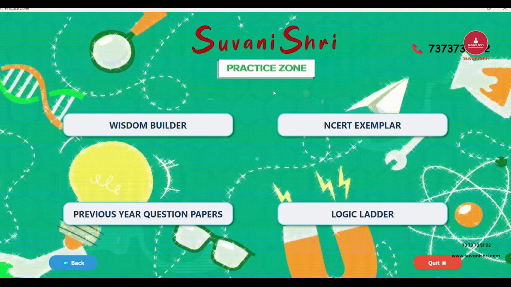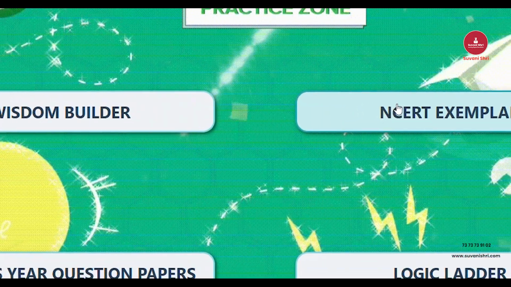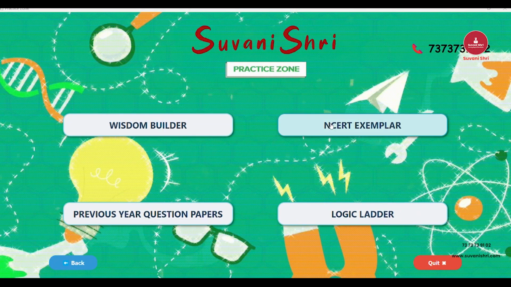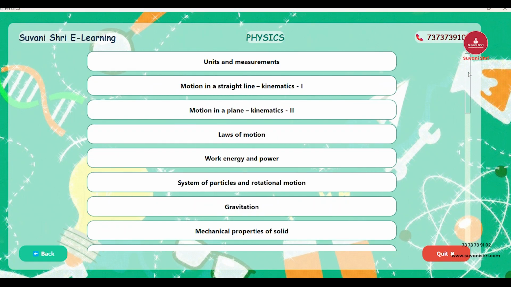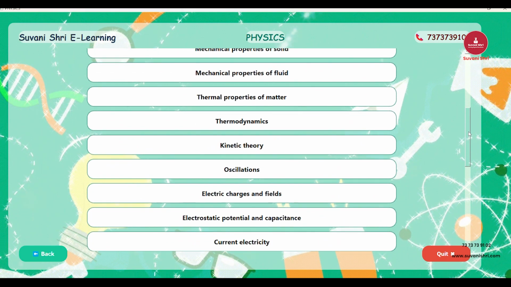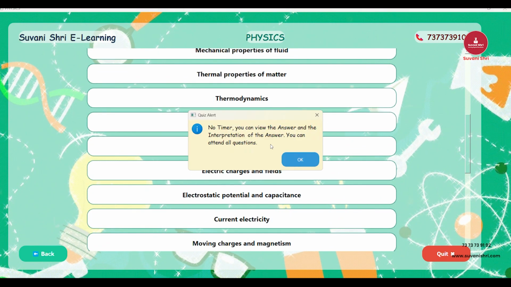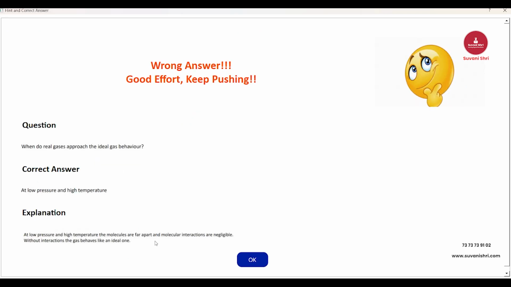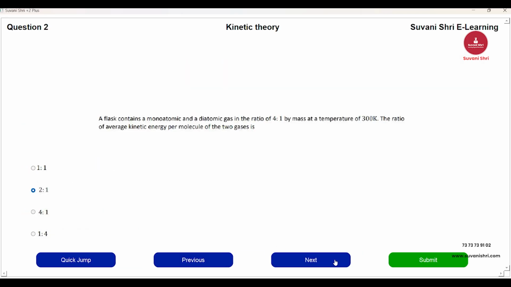In the practice zone, the next one is NCERT exemplar. NCERT exemplar covers a smaller number of questions but has a huge weightage in the NEET exam. In NCERT exemplar, we have given the same sub-chapters which we have given for the Wisdom Builder, the syllabus which is covered for the NEET exam. You can select a chapter and then you will be given a multi-choice question, the same as in Wisdom Builder. Here also the questions get shuffled along with the options, but in NCERT exemplar, the possible number of questions appear in a single quiz, and you will also get an explanation for both correct and wrong answers.